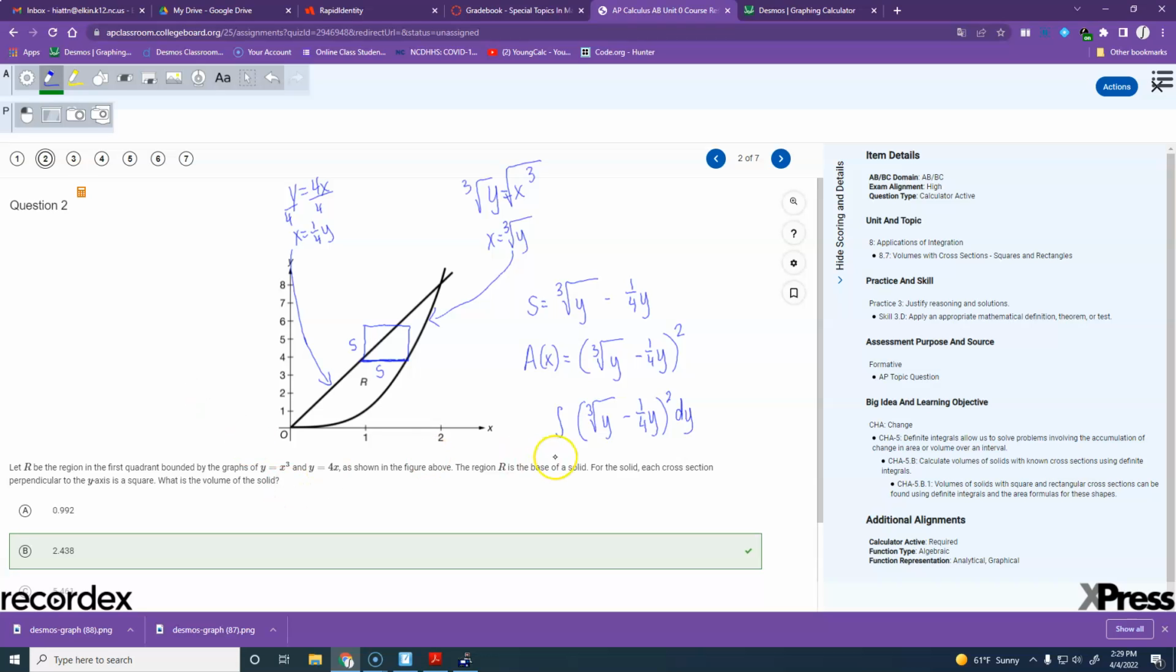What limits should I use? Not 0 to 2. 0 to 8, because whenever you're doing this in terms of y, when you see that dy right there, you have to look at the y-axis. So 0 to 8 here. And again, I'm not going to solve that, but whenever you do it, you should get the answer. Problems 2, 3, and 4 are calculator active. You could do it by hand, it would just take a long time, and you wouldn't get those decimal answers, so you'd have to use a calculator at the end.